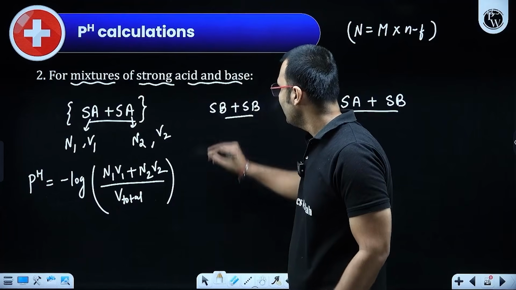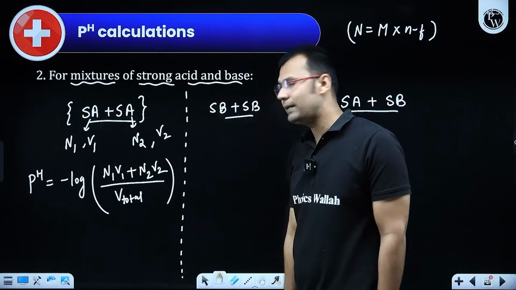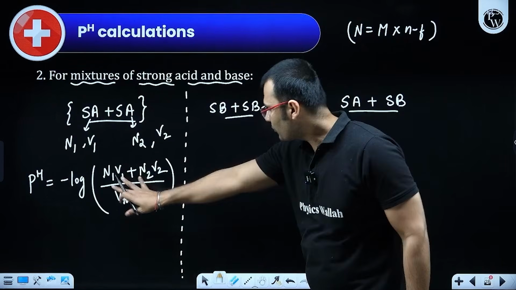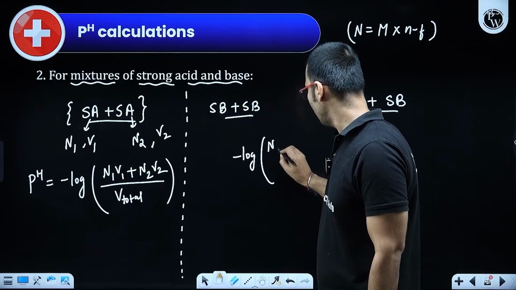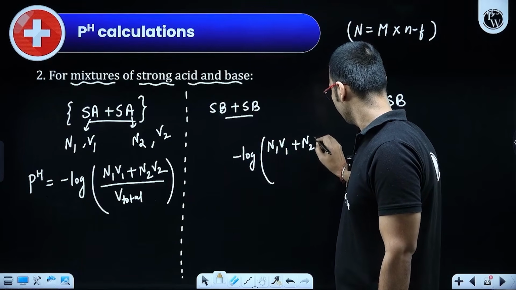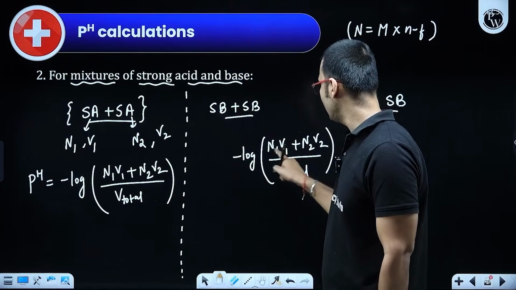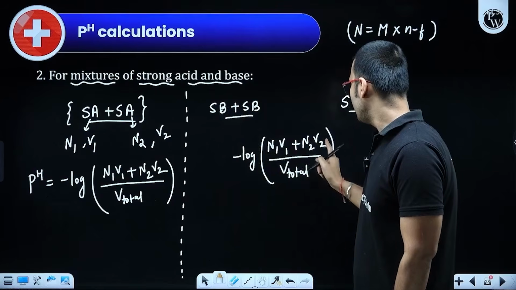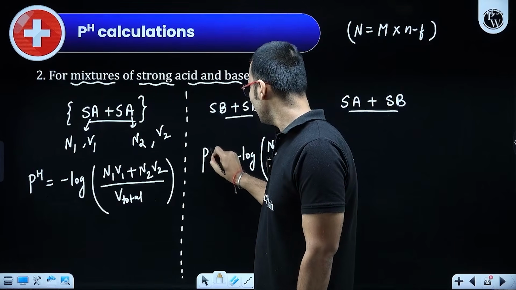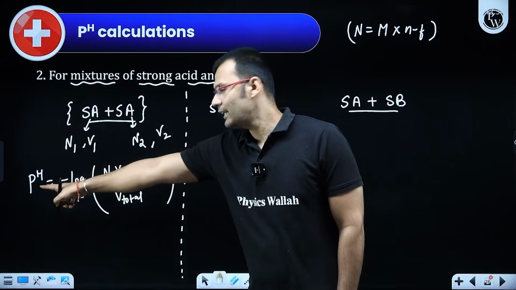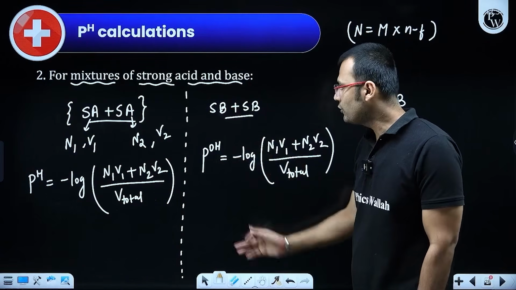Same concept you can apply when you have a mixture of two strong bases. But here, you know that from base you get OH minus ion. So the same formula will be there for strong base, minus log (N1V1 plus N2V2) upon total volume. Same formula, N1V1 is the normality and volume of the first base, N2V2 is the normality and volume of the second base. But the only thing is, from the same formula, in this case, you will get pOH first. So here we were getting pH. In case of strong base, we will be getting what? pOH, right? So these two you can do.